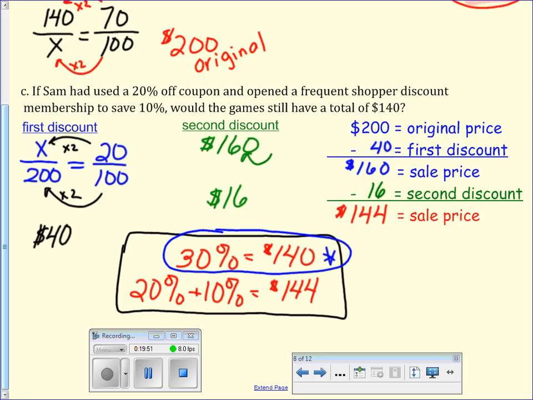Because the second discount always comes off of the new price. Next time you go shopping with your parents, if you have a coupon, watch, they take off all the sale prices, they come up with your total, then they use your coupon. They don't use the coupon and add it to the other sales. It's separate. All the stores want to make money too.